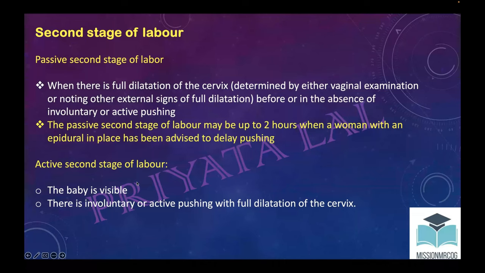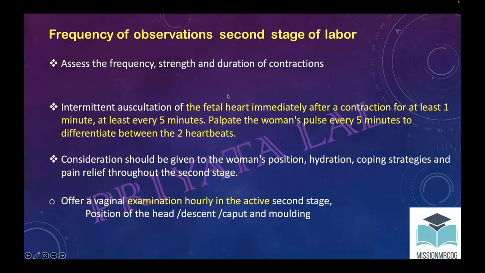Now, how to do the observations? Observations would be like fetal heart auscultation every 5 minutes. This is the same, and apart from this, consideration to be given to position, hydration, coping strategies. But another thing to remember is that the PV examination is done in the second stage hourly. Hourly we are doing PV in the second stage, and what we are looking at is position of head, descent, caput, molding, because the patient is already fully dilated. So the message from here: fetal heart to be seen every 5 minutes, and PV examination to be done every hour.